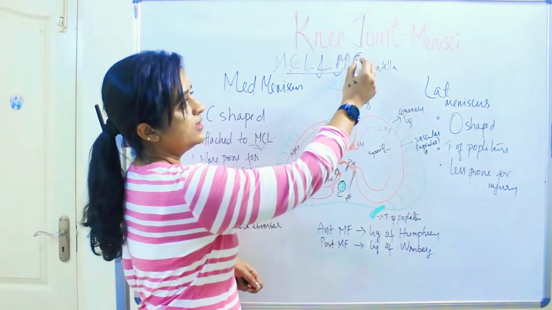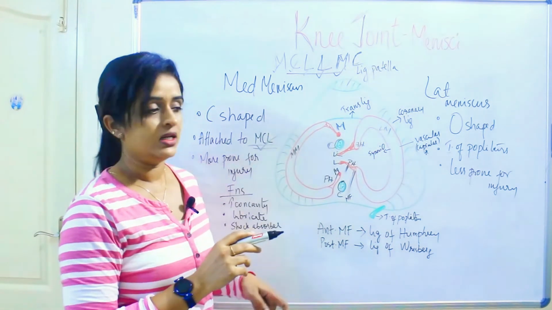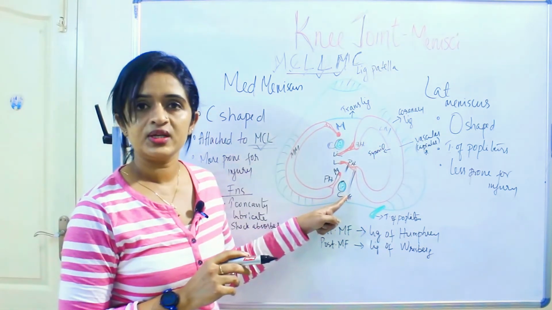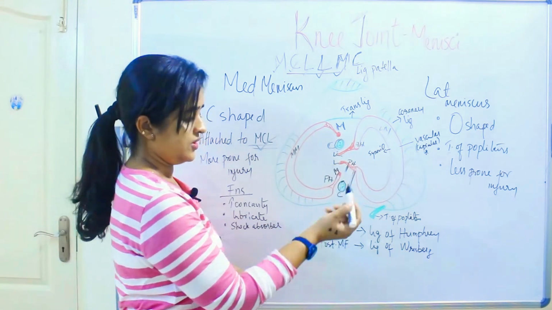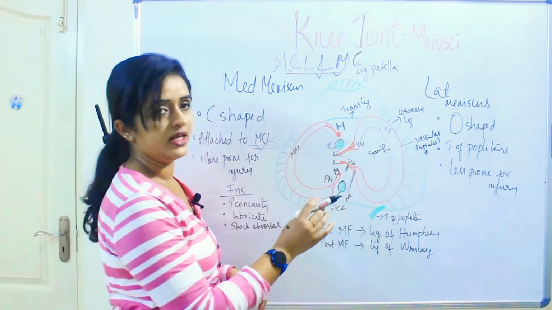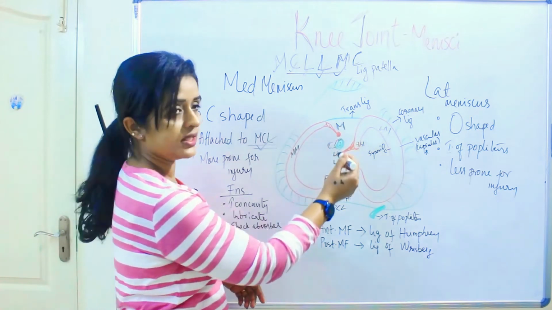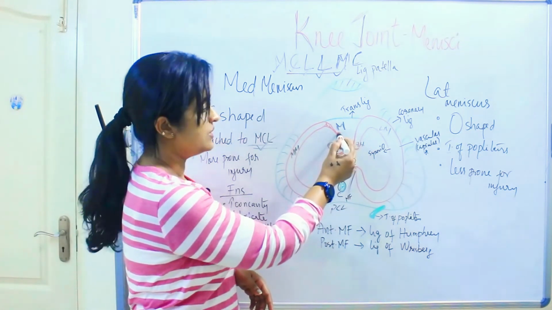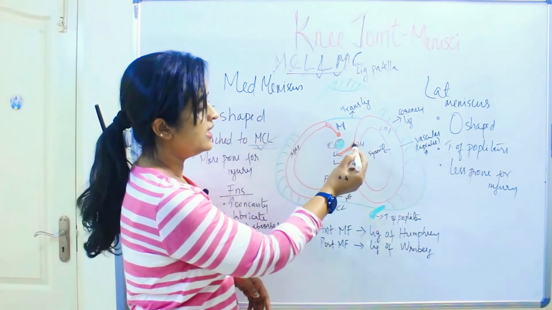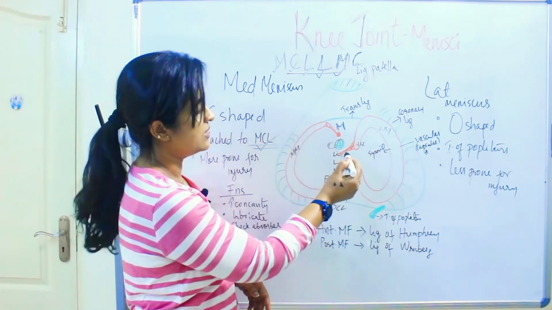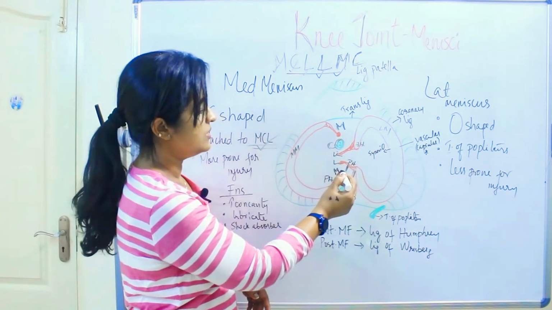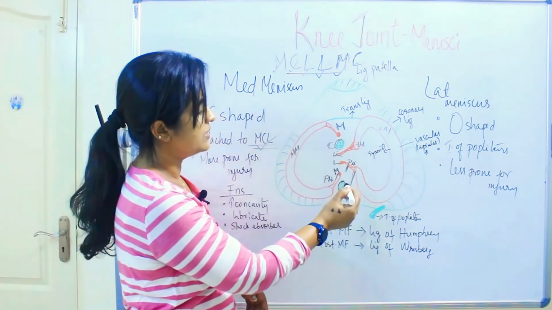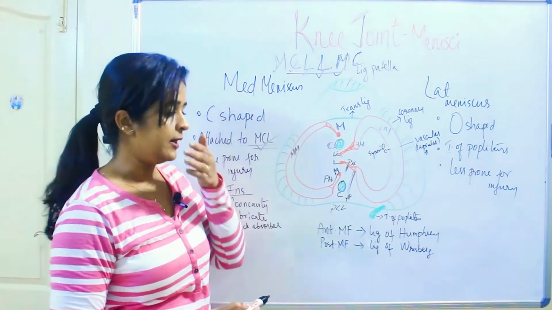you have the C, that is the cruciate ligament. Which cruciate ligament do you get on the posterior aspect? It is the posterior cruciate ligament. So this is how you get the structures arranged from anterior to posterior: anterior horn of medial meniscus, anterior cruciate ligament, anterior horn of lateral meniscus, posterior horn of lateral meniscus, posterior horn of medial meniscus, and posterior cruciate ligament.